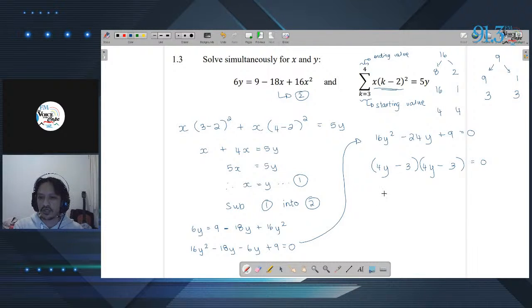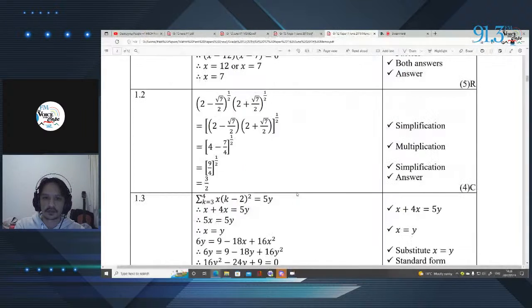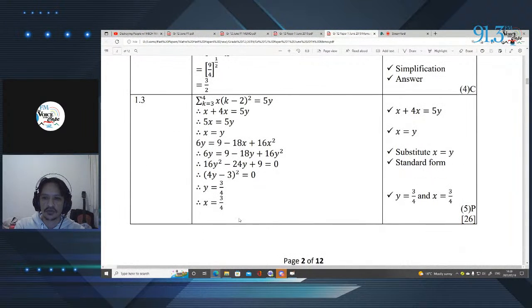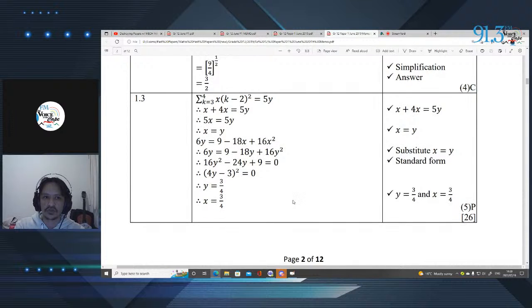So here, our answer is going to be, well, therefore, 4y minus 3 is equal to 0. Therefore, y is going to equal 3 over 4. But since x is equal to y, according to equation 1, we can also say, therefore, x is also equal to 3 over 4. Right? Because if you substitute this back into here, you will get that same value. And let's see if we are correct for 1.3. And there we go. y is equal to 3 over 4, and x is equal to 3 over 4.